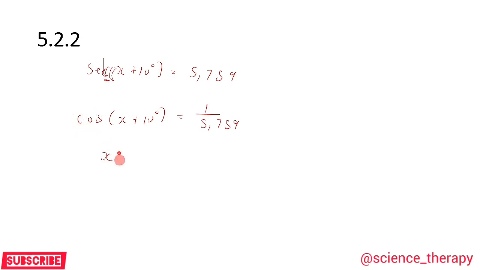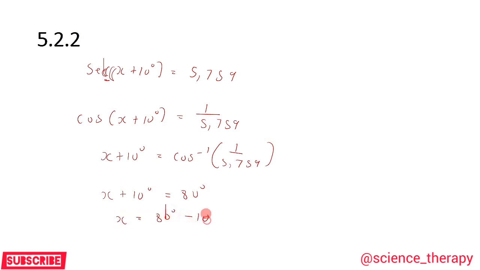Then x plus 10 degrees is equals to cos inverse of 1 over 5.759. Punching that in your calculator, you should get 80 degrees, and then we have x is equals to 80 degrees minus 10 degrees, and then x is equals to 70 degrees. So that's your solution.